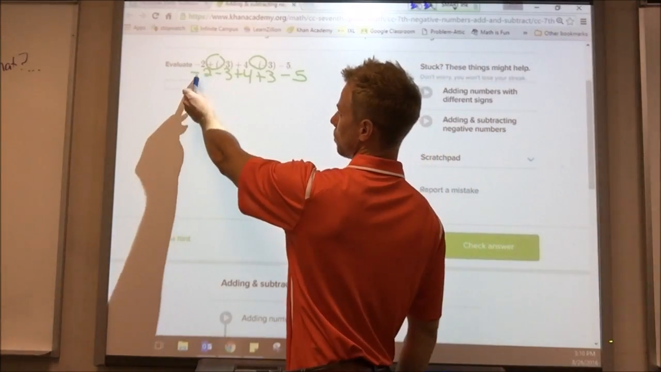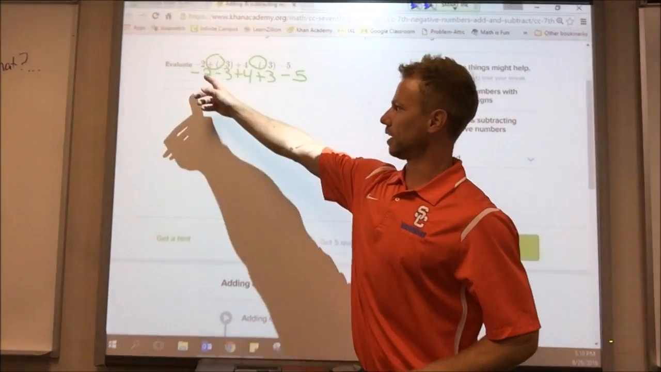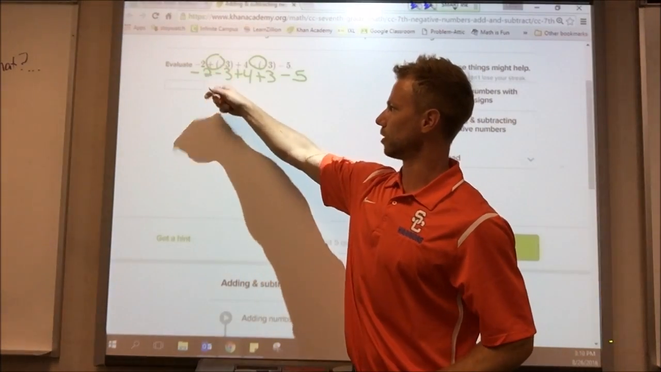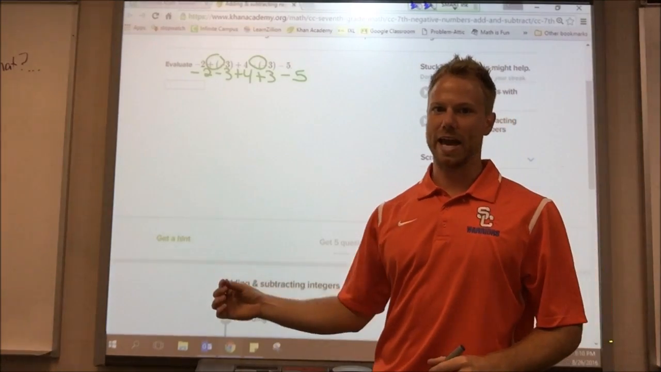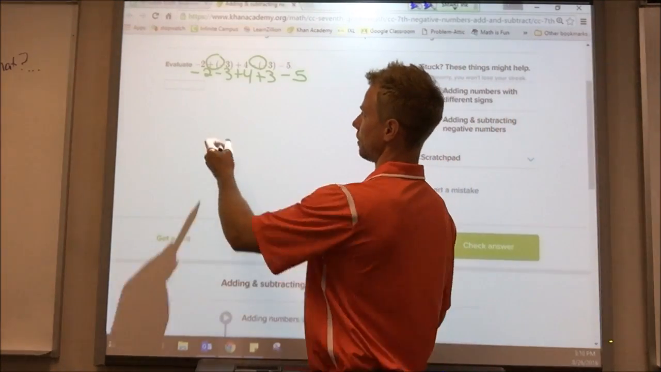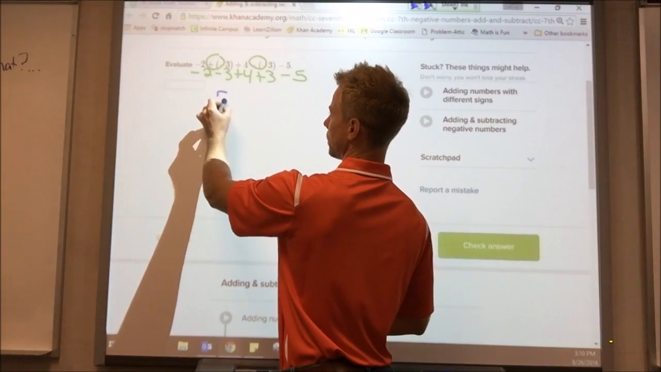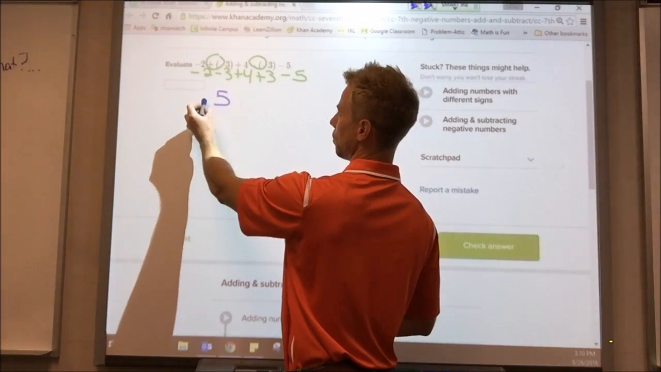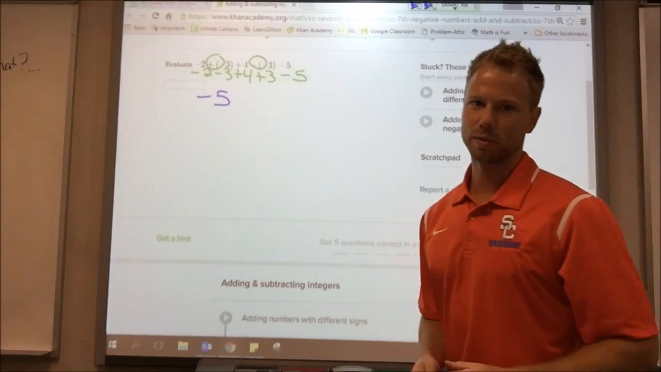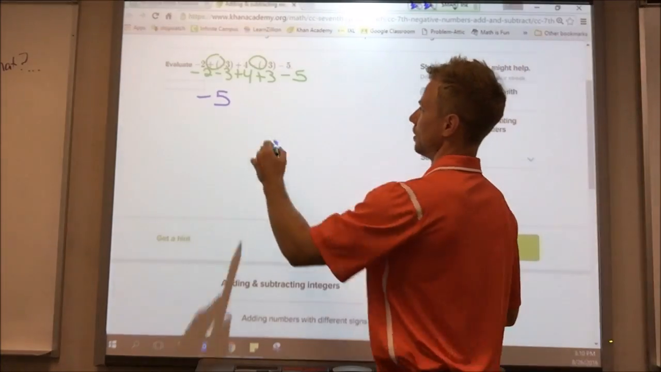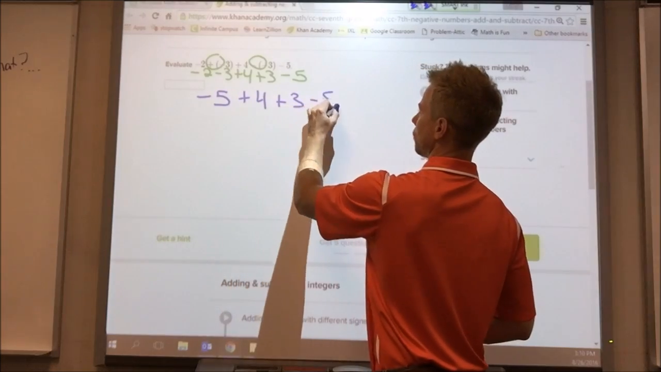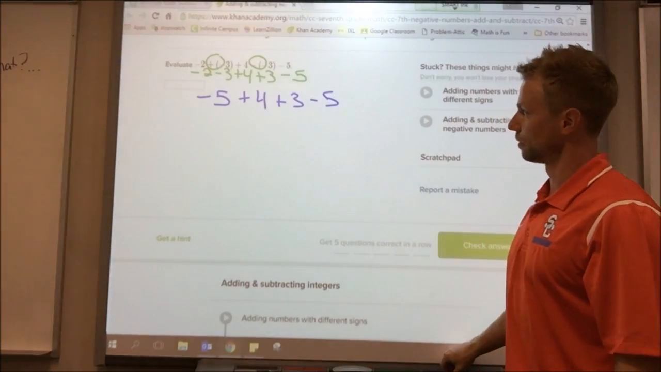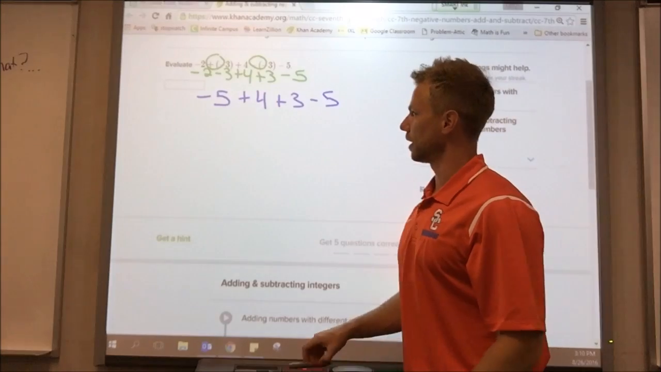So -2 and -3, there's a negative in front of the 2 and a negative in front of the 3. That's two like signs, which says we add and keep the original sign. So 2 plus 3 is 5. The original sign of both of those is negative, so it becomes -5. And now I'm just going to write the rest of it so that I don't get confused and I don't forget any of it.